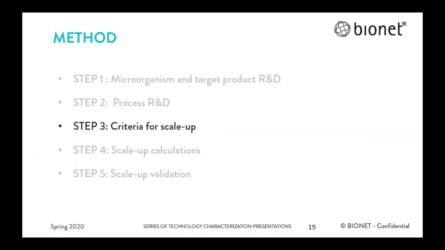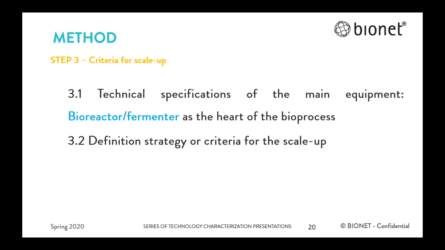Okay, so now we have the knowledge and the main information, at least at a small scale. Step 3, criteria for scale-up. We must consider knowing the technical specification of the main equipment, the bioreactor or fermenter as the heart of the bioprocess, and the definition of the strategy or criteria for the scale-up.